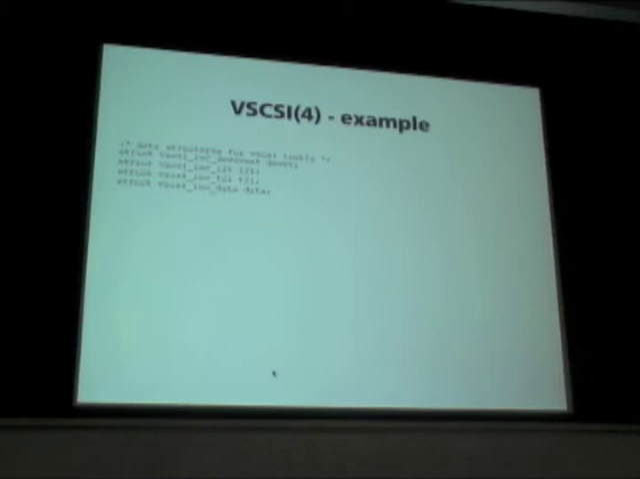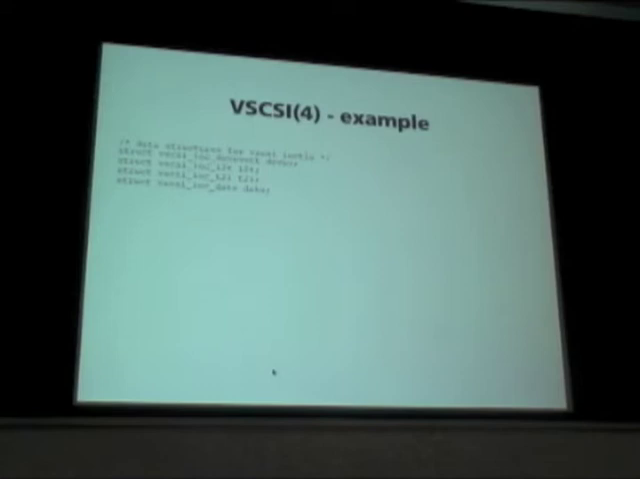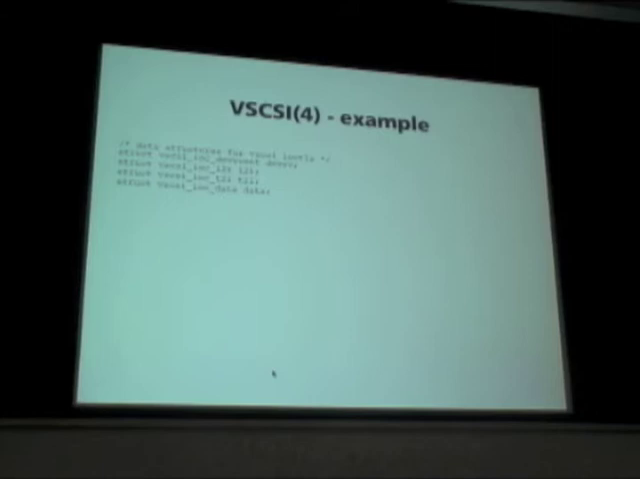Here is a little bit of an example. So it more or less uses four data structures. We have the vscsi devent, device event structure, which is used for the probe request and the detach request. We have the initiator to target and the target to initiator structures, which have the necessary space for the SCSI commands in them. And we have the data ioctl, which is used to pass data in and out.